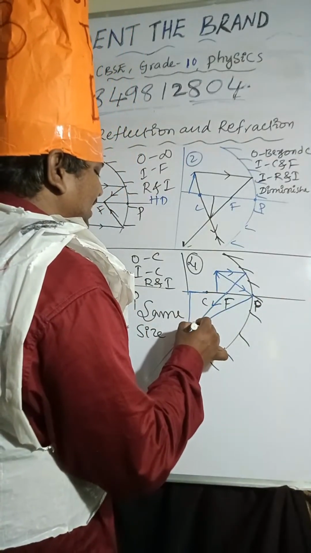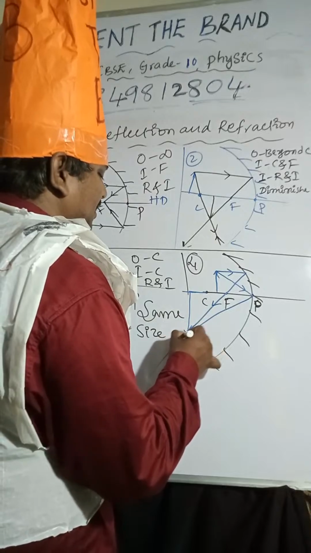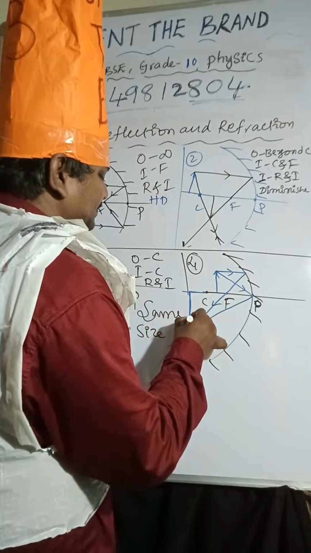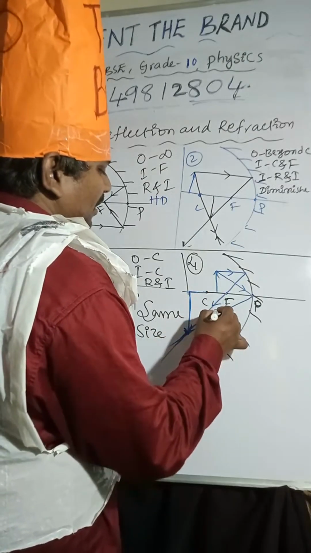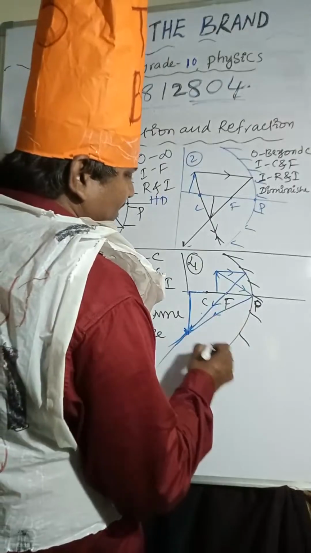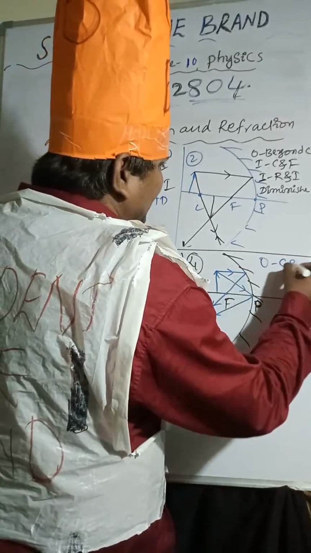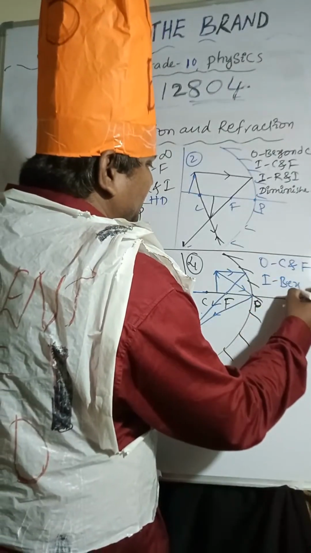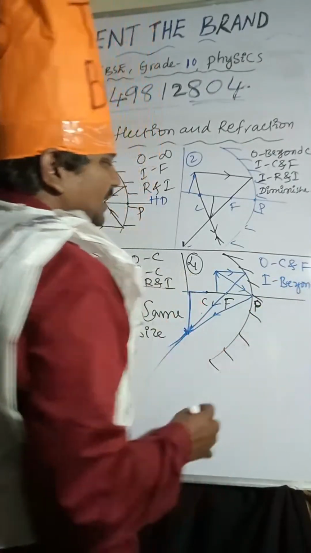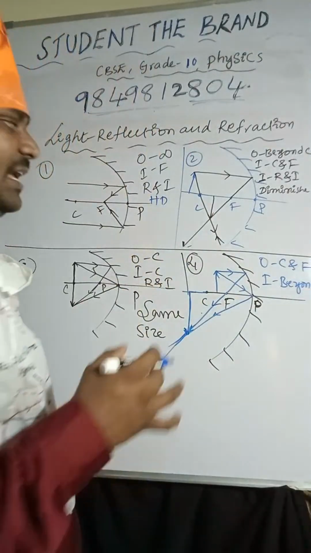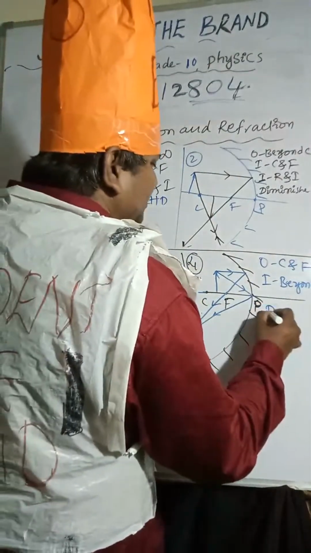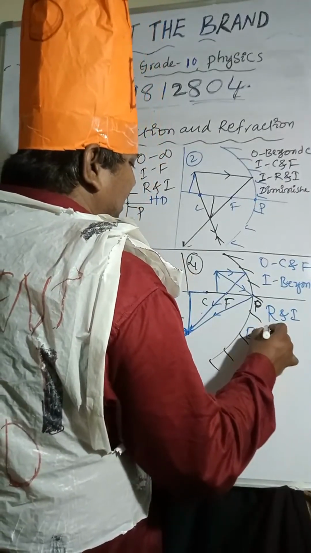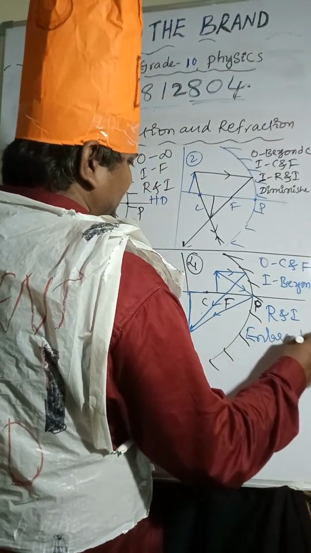What is the nature of the image? So object is placed between C and F. Image is forming beyond center of curvature, beyond C. Nature of the image is real and inverted. Size of the image is enlarged.